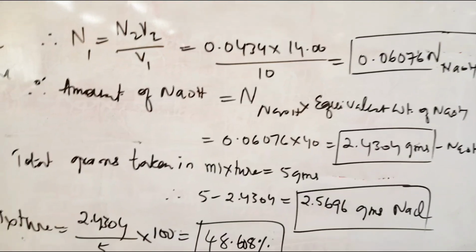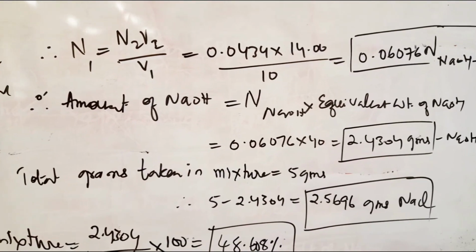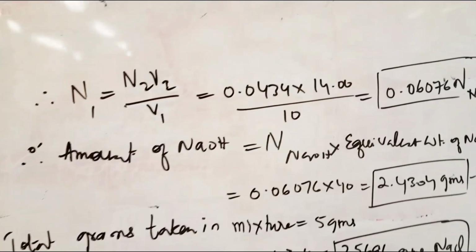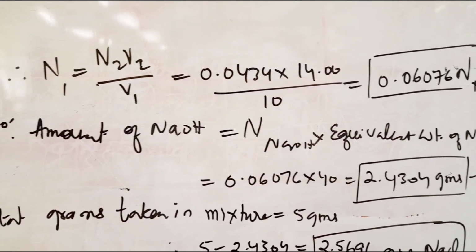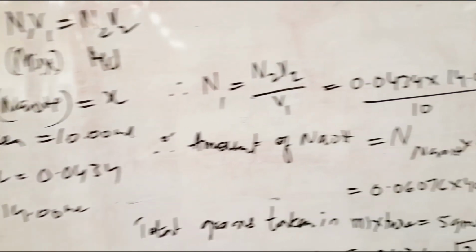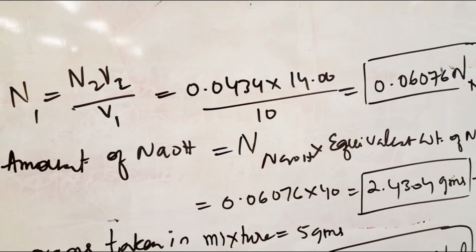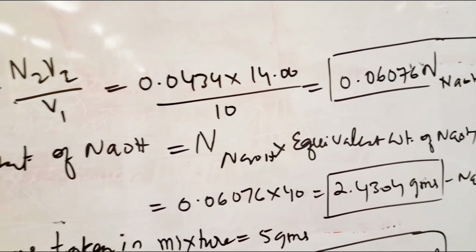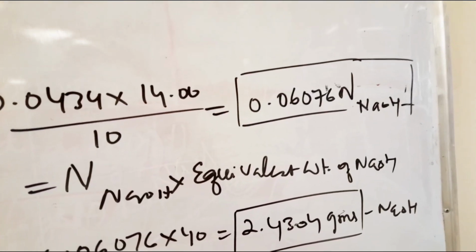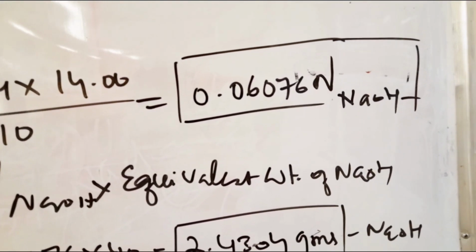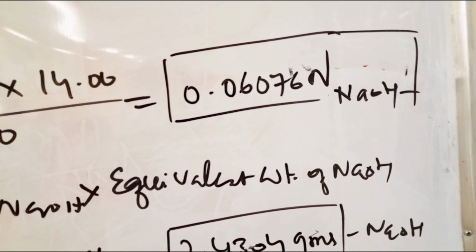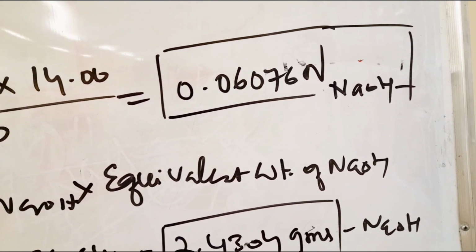From this formula we have to find N1, the normality of the mixture containing sodium hydroxide. So N1 equals N2V2 by V1, where N2 is 0.0434, V2 is 14 ml that we got from the titre value, and V1 is 10 ml of mixture taken. So we got the normality of sodium hydroxide in the mixture, as it reacts first, as 0.06076 normal. This is the strength of the mixture containing sodium hydroxide alone.